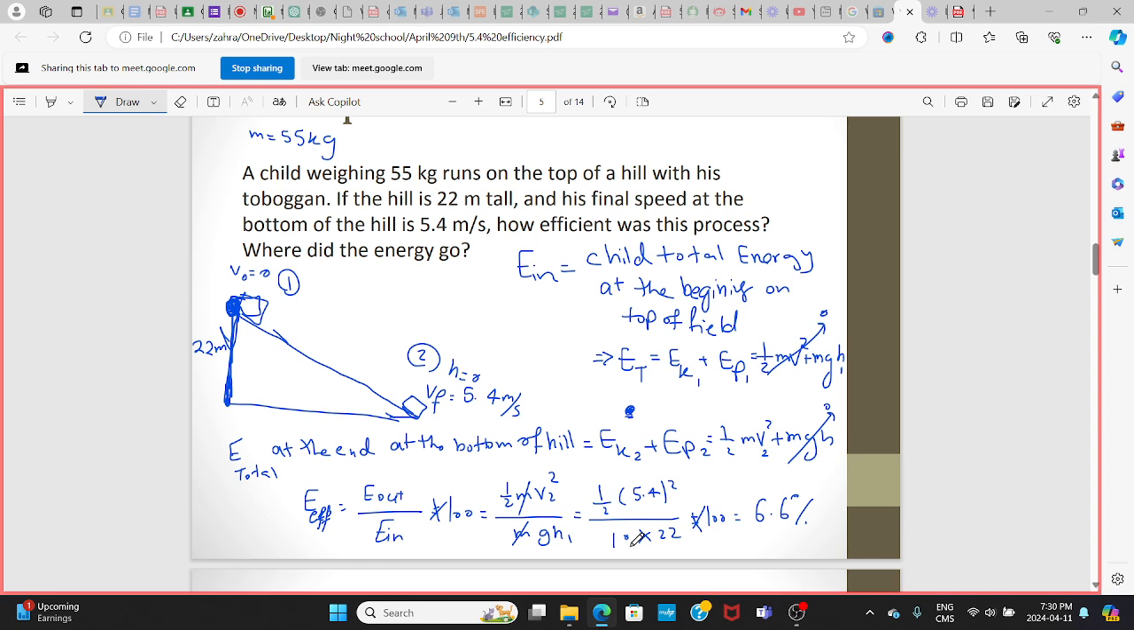Okay, the energy wasn't destroyed. It's just turned into heat, right? The friction between the child and that toboggan and the earth. There was some contact surface between them, right? So there was friction, and friction caused some of that energy to turn into heat. That's why it moved, it transferred to another type of energy. Okay, does that make sense? Any question?